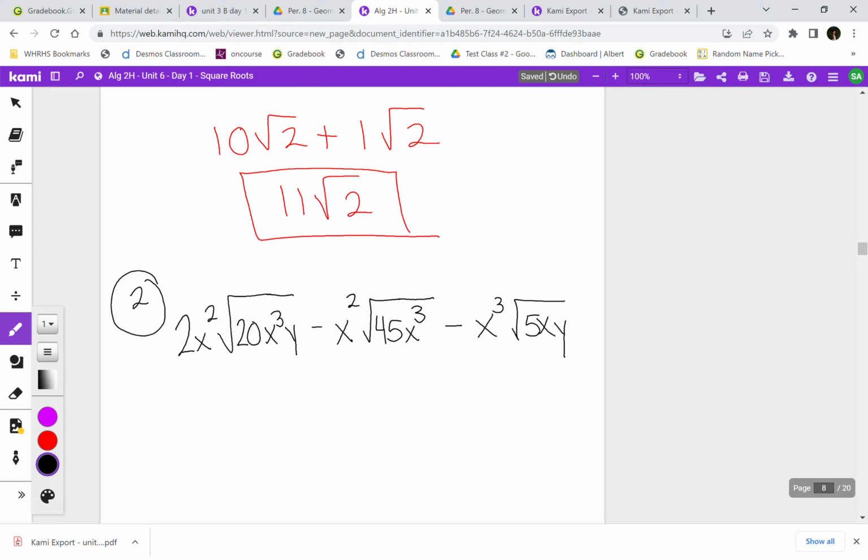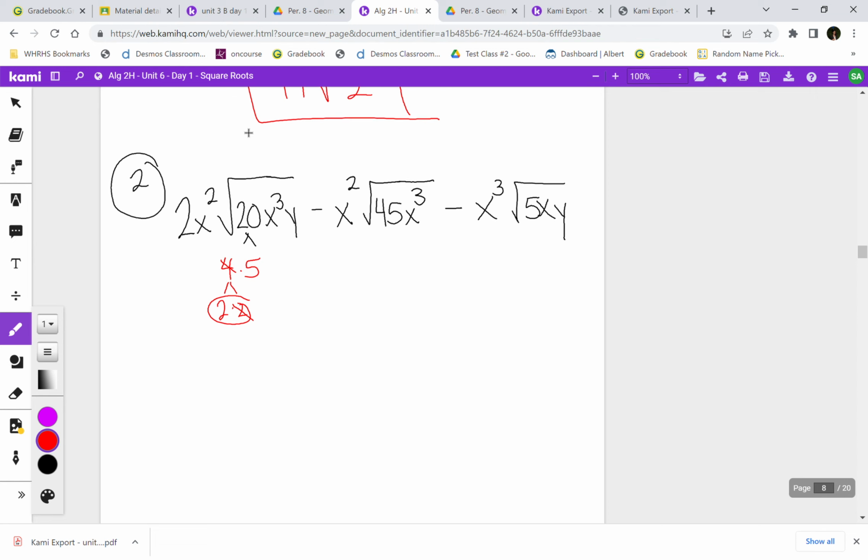So for the first one, we're breaking down that 20 into 4 and 5. 4 becomes 2 and 2. So this is going to be a 2 coming out, but there's already a 2 out there, so that's a 4. X to the third, square root of that brings an x outside, but there's already an x to the second outside, which is going to give us an x to the third. What's left over is a 5xy. Did everybody get that for the first one?